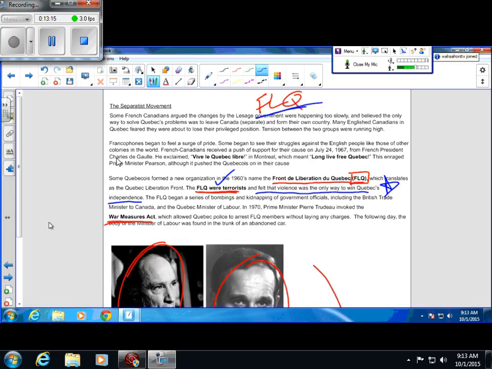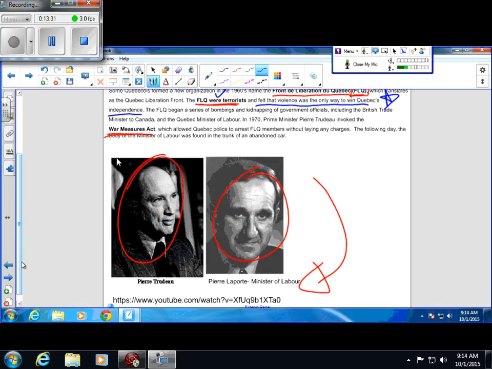They set bombs and explosives around the city of Montreal and Quebec. They kidnapped key figures such as James Cross, who was the British Trade Commissioner. They also kidnapped Pierre Laporte, who was the Deputy Premier of Quebec. And as you recall, Pierre Laporte was eventually killed. This fella right here was eventually killed by the FLQ.